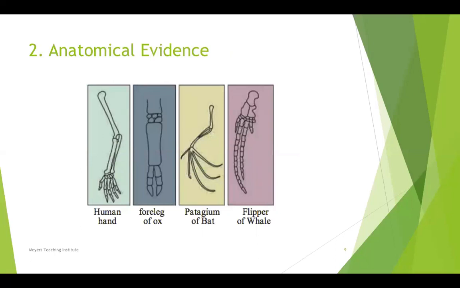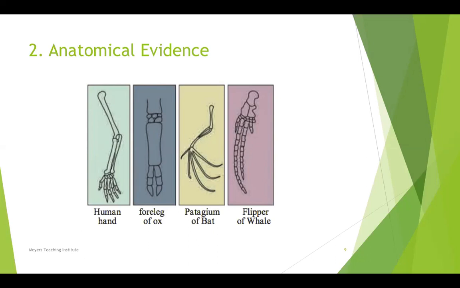Next, the anatomical evidences. If we look very carefully at these pictures, it doesn't really seem like there is any similarity between the human hand, the foreleg of an ox, the wing of a bat, and the flipper of a whale.